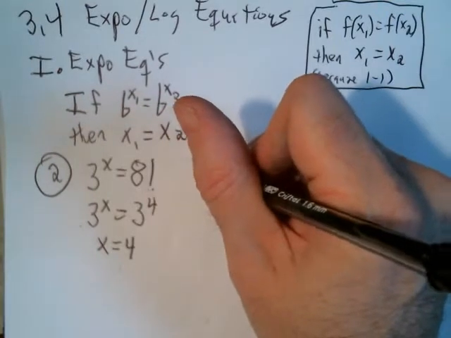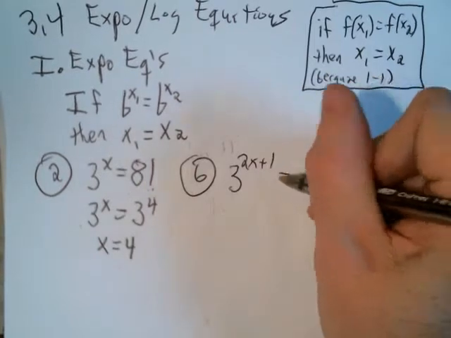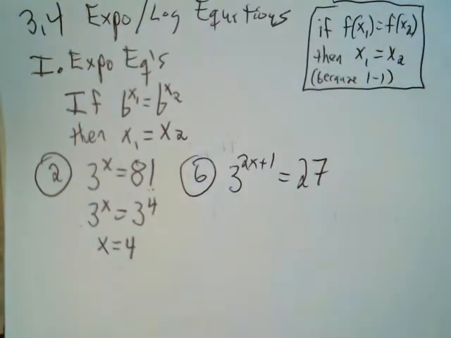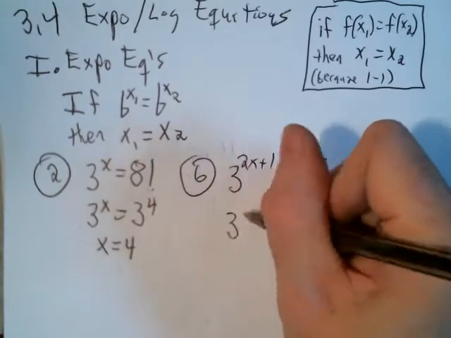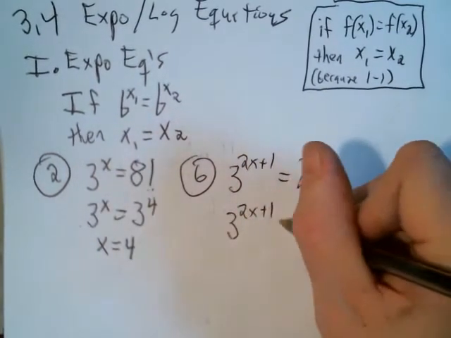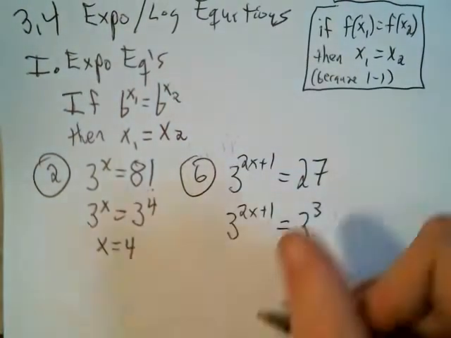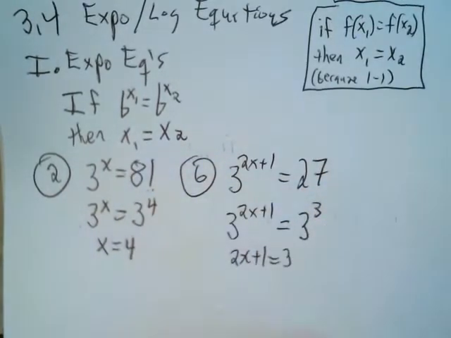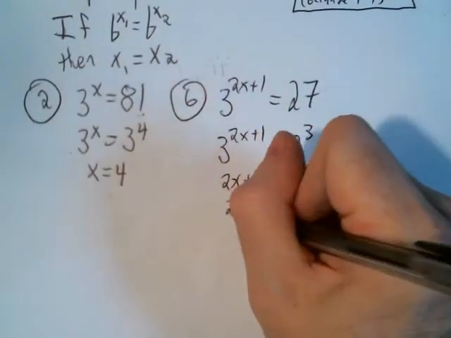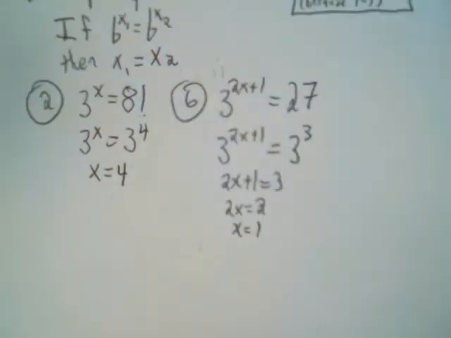Let's look at number 6. We have 3 to the 2x plus 1 equals 27. And again, you want to get the same base on both sides and then equate the exponents. So you'll have 3 to the 2x plus 1 equals 3 times 3 is 9 times 3 is 27. Right? And then we can equate the exponents. 2x plus 1 is 3. And then solve for x. So we get 2x equals 2, and then x is equal to 1.